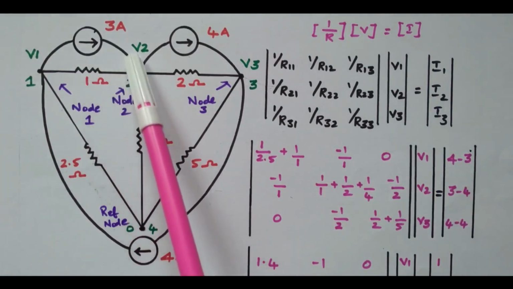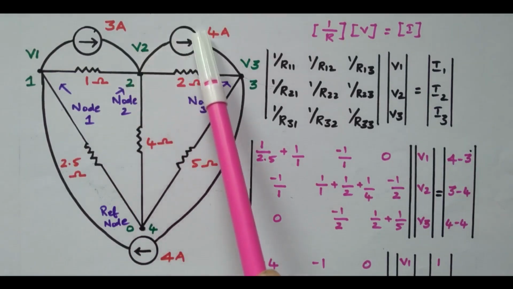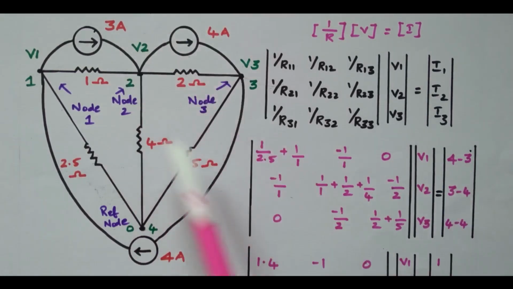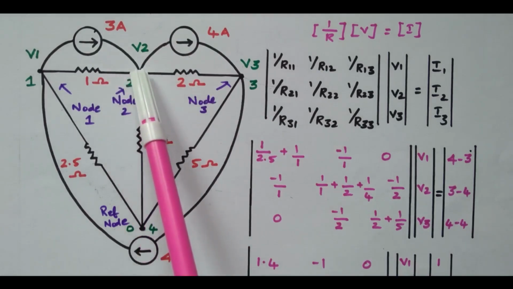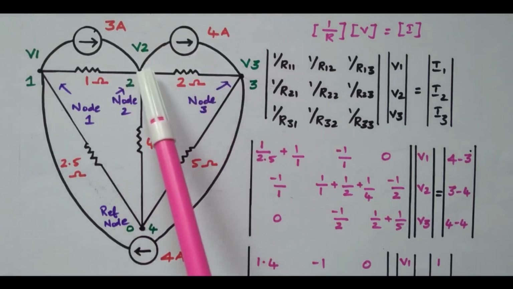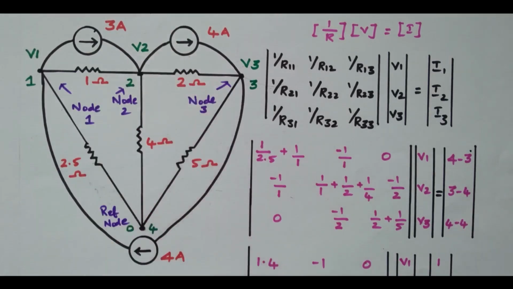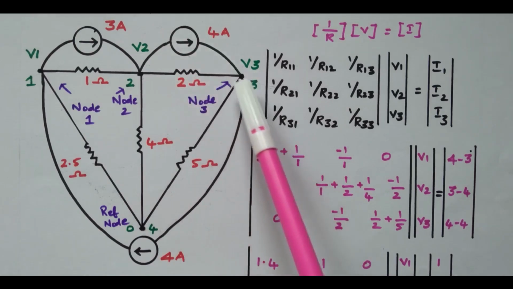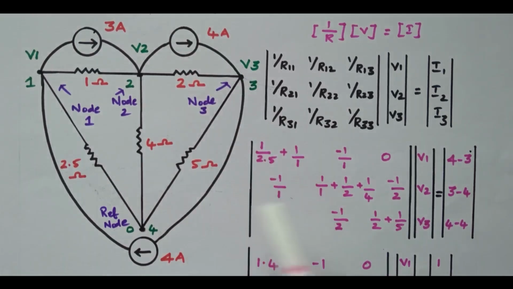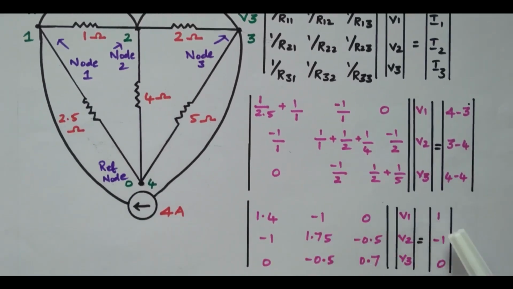At node 2, this 3 ampere is coming towards the node, but this 4 ampere is going away. So 3 minus 4. 3 ampere is coming towards, so plus 3. 4 ampere is going away, so minus 4. At the third node, this 4 ampere is coming inside, but another 4 ampere is going outside. So 4 minus 4. Based on the current direction, we can write: 4 minus 3 is 1, 3 minus 4 is minus 1, 4 minus 4 is 0.